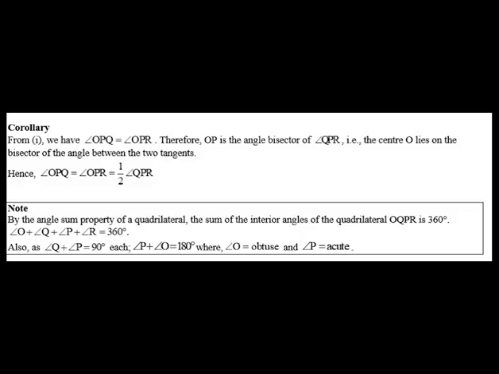Note, by the angle sum property of a quadrilateral, the sum of the interior angles of the quadrilateral OQPR is 360 degrees. Angle O plus angle Q plus angle P plus angle R is equal to 360 degrees. Also, angle Q is equal to angle R is equal to 90 degrees each. Therefore, angle P plus angle O is equal to 180 degrees.